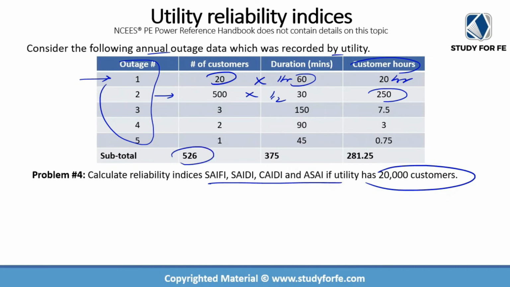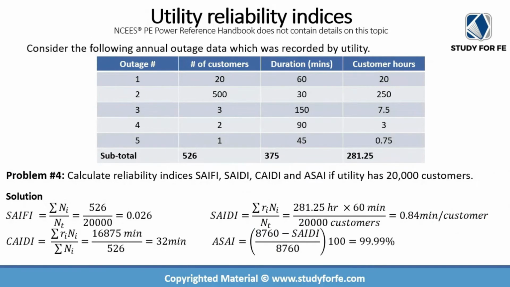So the total number of customers that have been impacted through all of these outages is 526. The total duration is 375 minutes, and the customer hours are 281.25. And we will now use the formulas that we've looked at previously in order to calculate these indices.